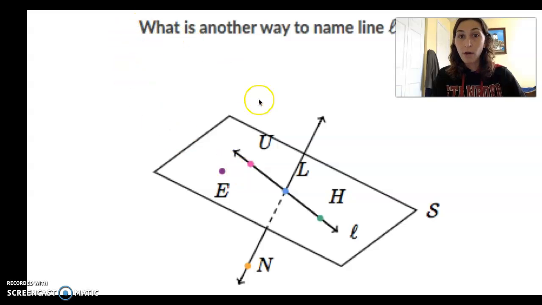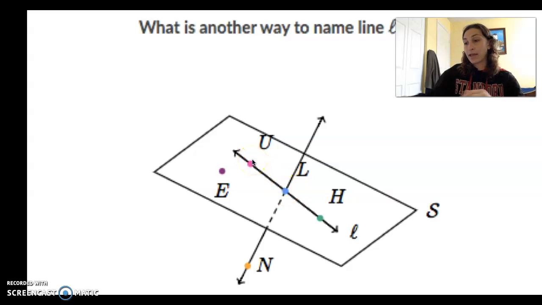Okay, so now I see a plane right here, plane S. You can see the italicized letter. But it wants us to know what is another way to name line L. Here's line L. You can see the italicized letter. They want to know another way to name this. There's a lot of different ways to name it. When you name a line, you're always using 2 points to name that line because 2 points make a line. So I could call this line HL, right there, HL. I could call this line HU. I could also call this line LU.